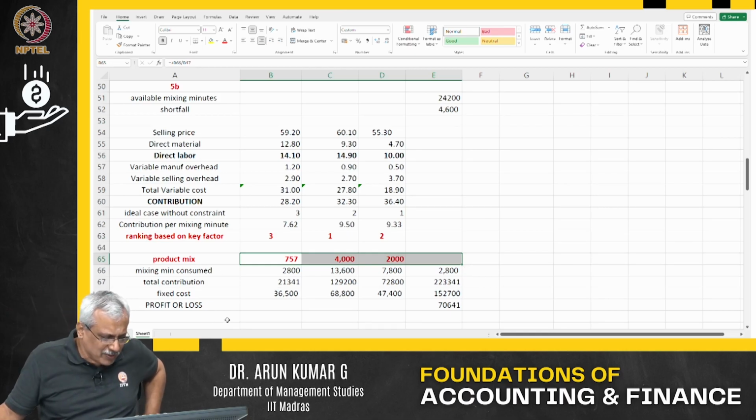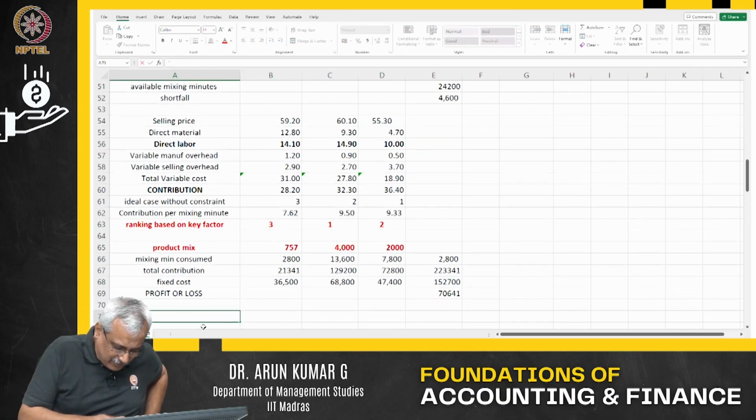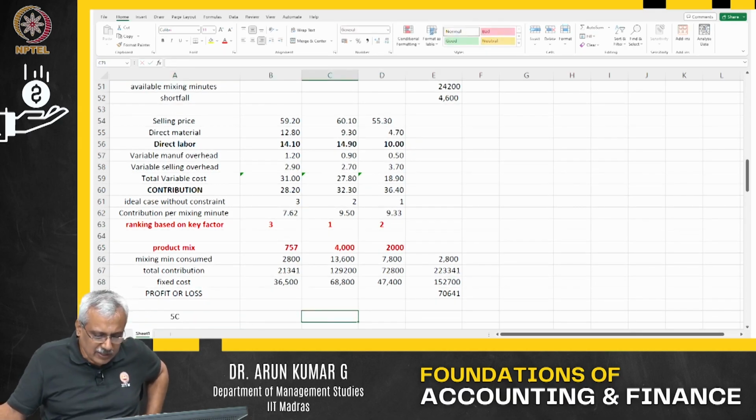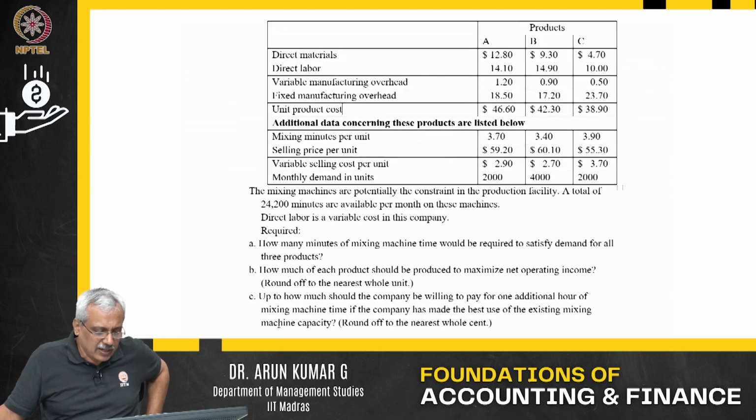Now, let me go back to the question and then talk about 5C. There is something called 5C out there. Let us look at the question. The question says, what is 5C? Up to how much should the company be willing to pay for one additional hour of mixing machine time if the company has made the best use of the existing mixing machine capacity?